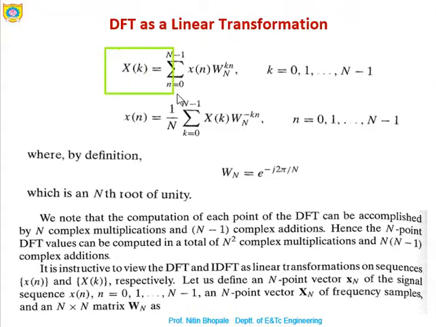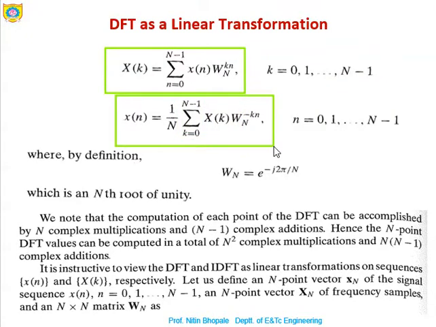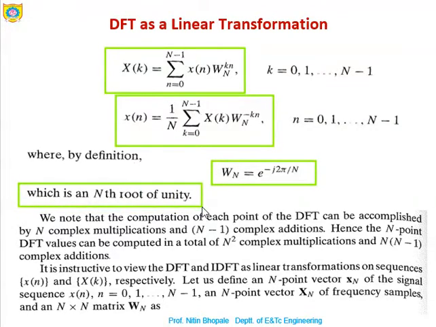So this is the equation of X(k), that is the DFT, in terms of W_N, that is the Twiddle factor. Similarly, this equation is nothing but the IDFT in terms of the Twiddle factor W_N. So W_N is actually given by the expression e raised to minus j 2 pi by capital N. It is also called the Nth root of unity.